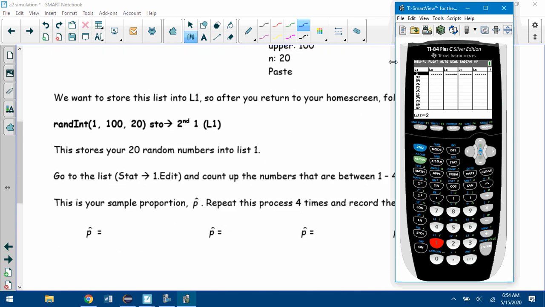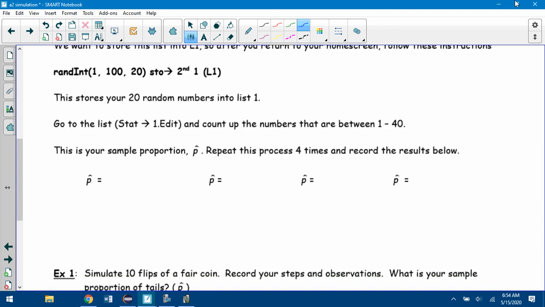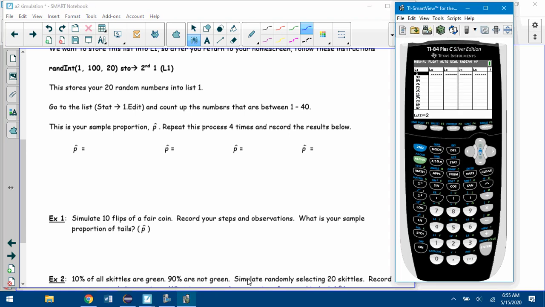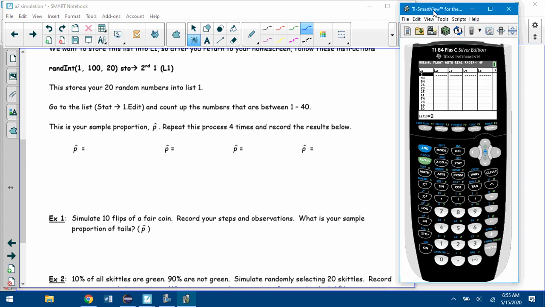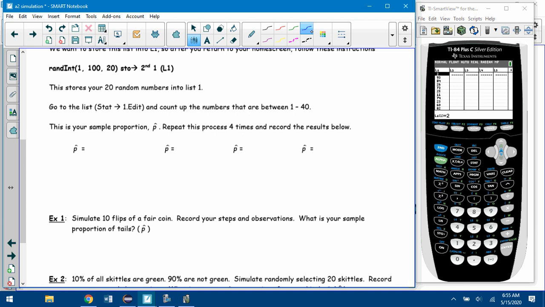Okay. So now what we're going to do, we're going to go to that Stat Edit, we're going to count up the numbers that are between 1 and 40. And that's going to be our p-hat value. Now when you do this on a homework or something, let me move this over. Your numbers, if you tried this on your calculator right now, you probably got different numbers than me because they're random. That's the purpose of a random number. So I need you to list out what numbers your calculator actually gave you. And this is a little tedious, sorry, but there's no way for me to know if you're doing it right if I don't have these values.